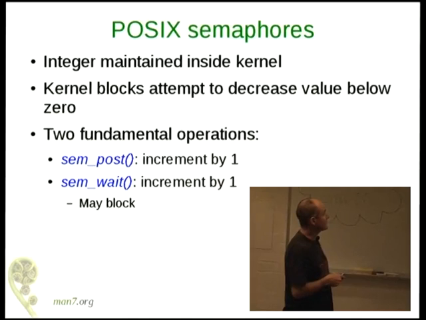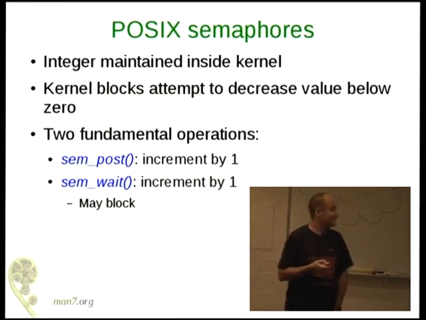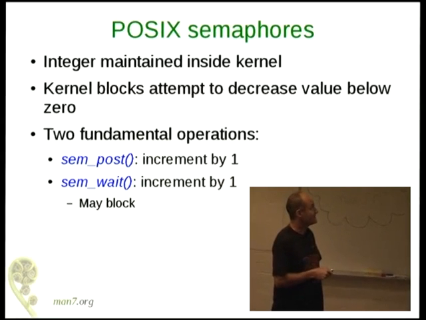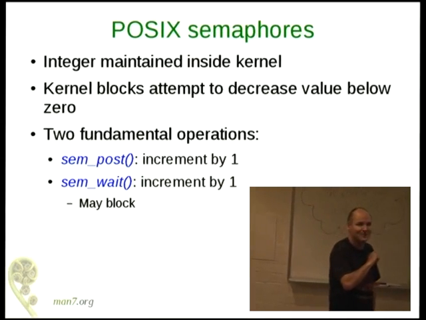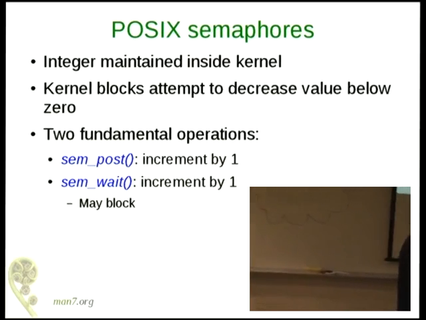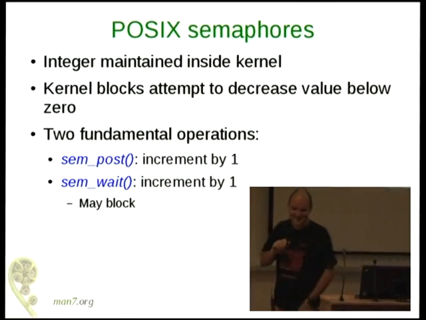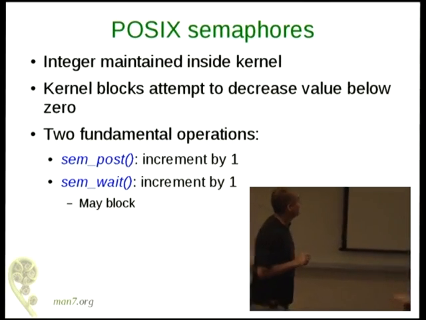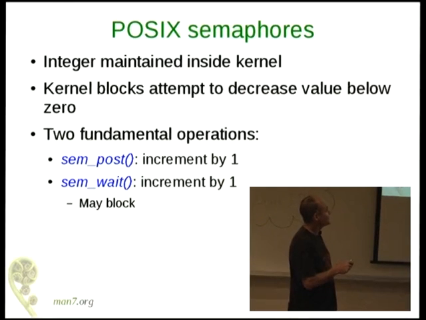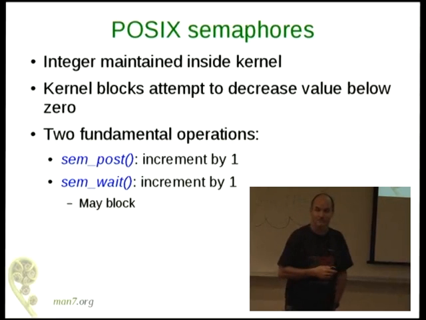Okay, two fundamental operations for a POSIX semaphore. sem_post, increment the semaphore by 1. sem_wait, decrement the semaphore by 1. Sorry about that. These typos will be fixed by the time the slides go up. Okay. So post is increase, wait is decrease, and the wait operation is the one that can block.